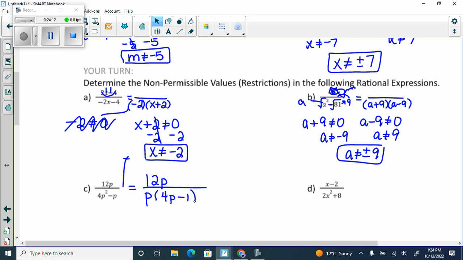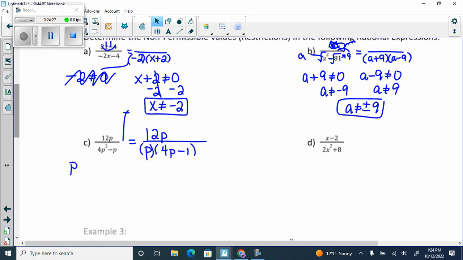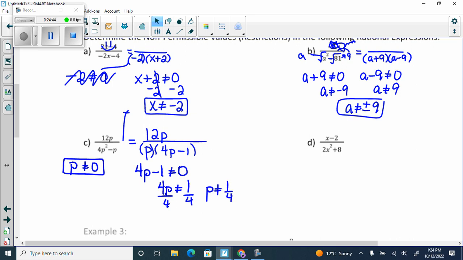The 4P and the 1 are sewn together by the -1, and I represent that with brackets, correct? And then the P is in its own bracket. I have 2 brackets. Both brackets have a variable. So I'm going to get 2 NPVs. So I'm going to go P can't equal 0. And 4P minus 1 can't equal 0. 4P can't equal 1. Divide them by 4. P can't equal a quarter. So I go P can't equal 0 or a quarter.